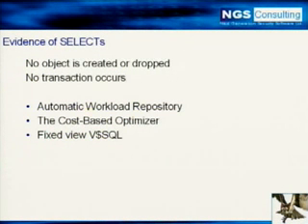Or if it's not a blind SQL injection scenario, it's just dump the data back via a UNION SELECT into the web browser. So, having looked around and poked the system, there is actually evidence. There are places where evidence of just plain old selects can be found. These include the automatic workload repository, the cost-based optimizer, and of course the fixed view V$SQL.